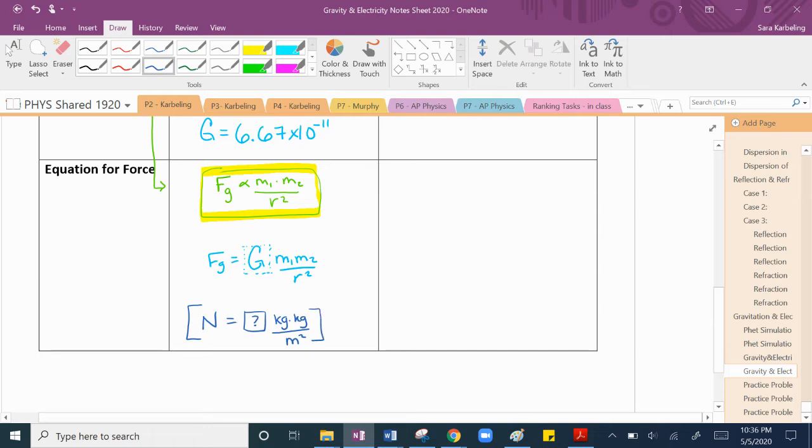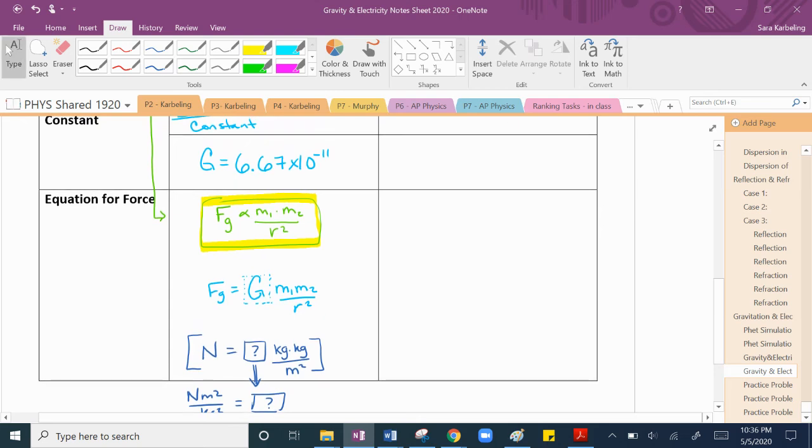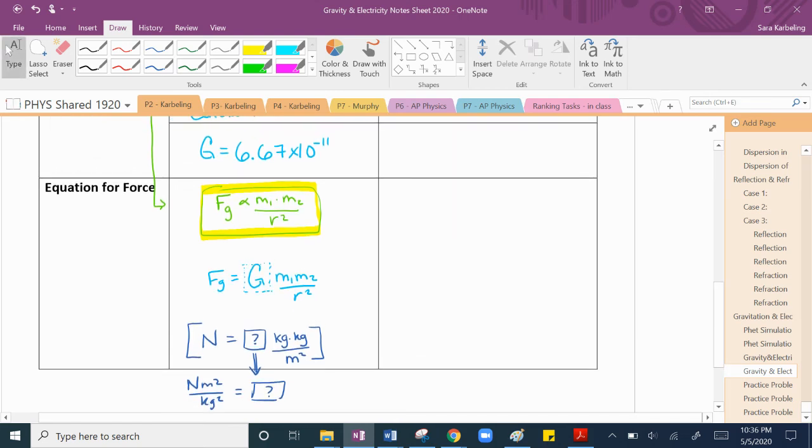So we can solve for the unknown box to figure out what that is. That's going to be newtons meters squared per kilogram squared. So not only is it a weird number, it's a weird unit as well. It's 6.67 times 10 to the negative 11th newton meter squared per kilogram squared. Again, you don't have to have that memorized. It's on your sheet. You'll always be given it if you need it, but it's just nice to know where it's from.